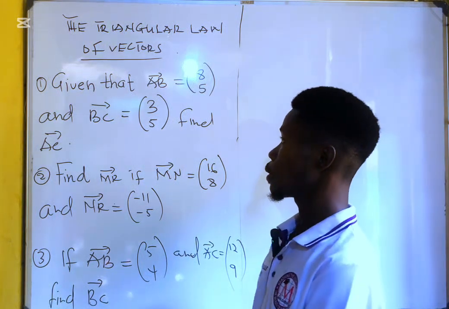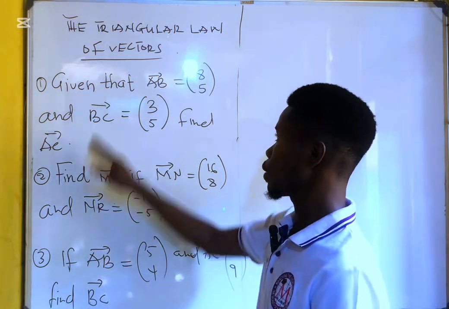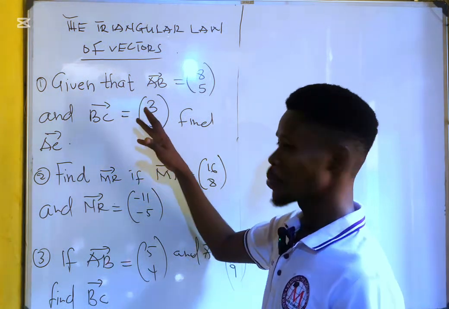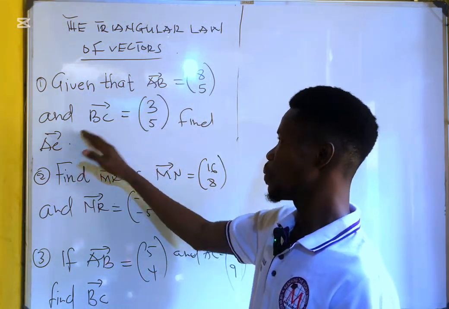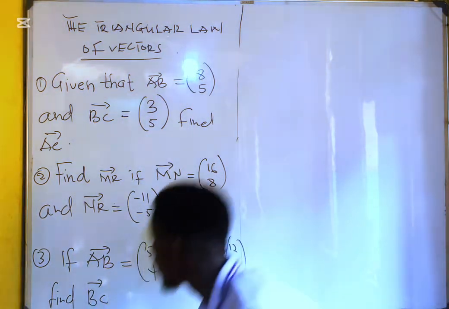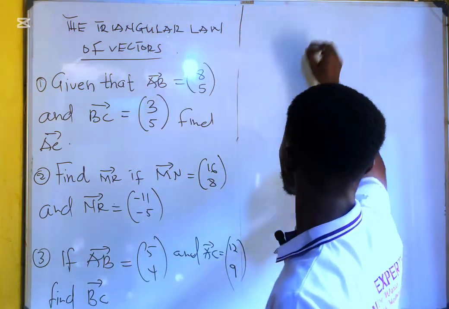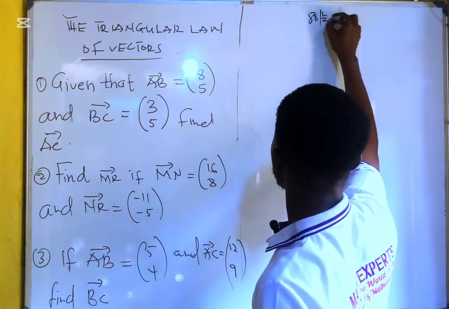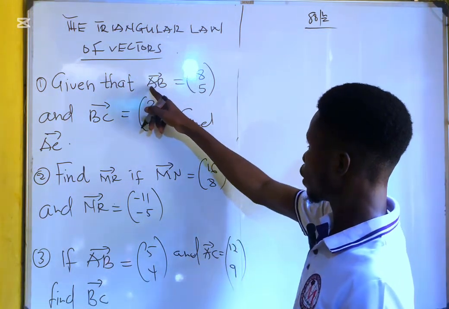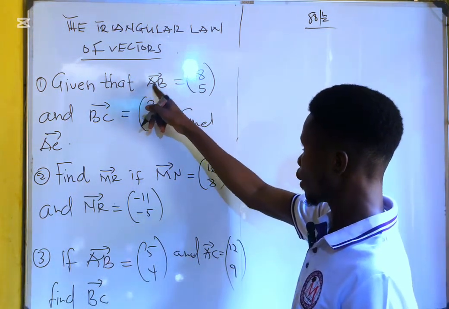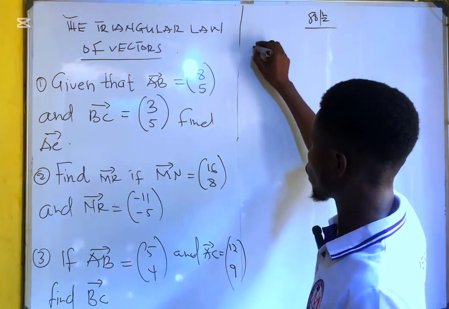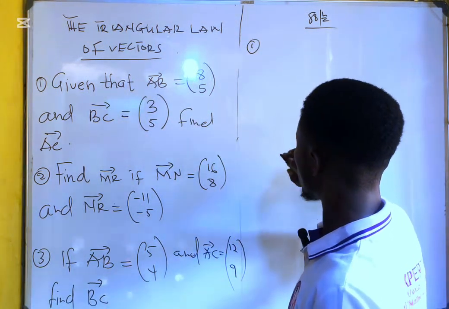Now let's look at example 1. Given that AB equals 8/5, not over, and BC equals 3/5, find AC. For you to do this, let's sketch the diagram. You are going to start with AB. Starting from A, you see the direction, moving towards B.